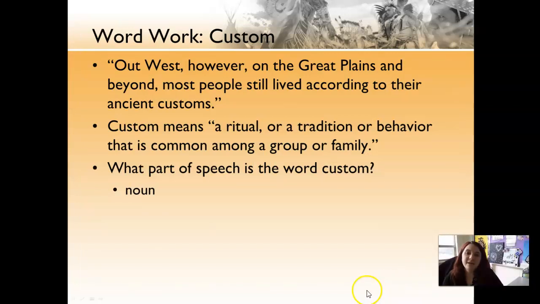Our word work for today is custom. "Out west, however, on the Great Plains and beyond, most people still lived according to their ancient customs." Custom means a ritual or a tradition or behavior that is common among a group or family, and this is a noun.